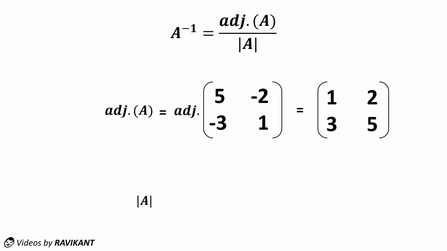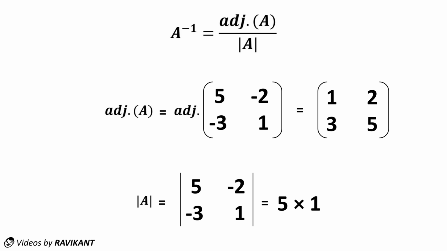Now we calculate determinant of A. Put the matrix of A. Then we have the following equation. Now multiply 5 and 1. Then we have 5 into 1. Now multiply minus 2 and minus 3.